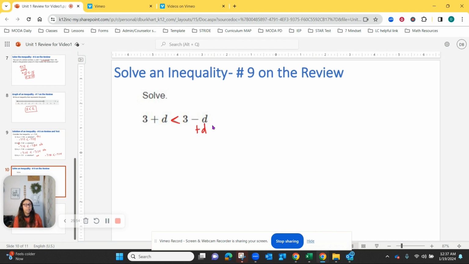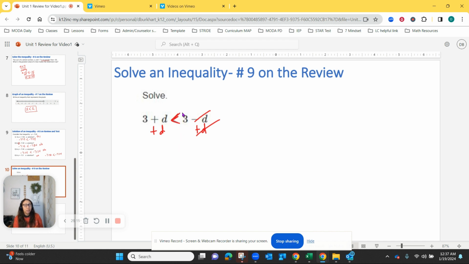So what makes sense? That makes sense because then that would cancel out. But what you do on one side, you have to do on the other side. So I'm going to add d on the other side of the inequality as well. So this cancels out, okay? Now take note, this is your inequality right here.